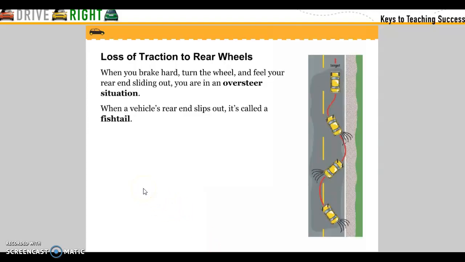Loss of traction to rear wheels. When you brake hard, turn the wheel, and feel the rear end slide out, you are in an oversteering situation. When a vehicle's rear end slips out, it's called fishtailing.